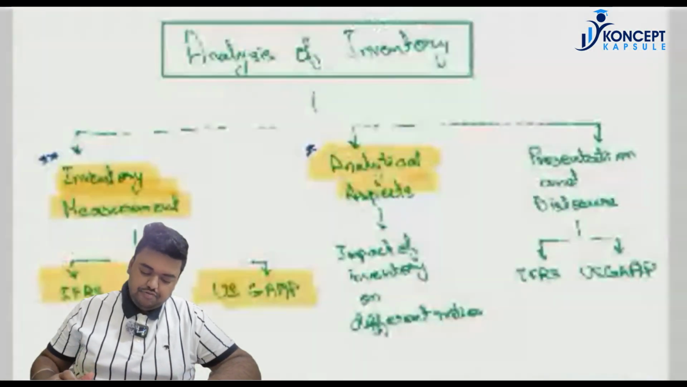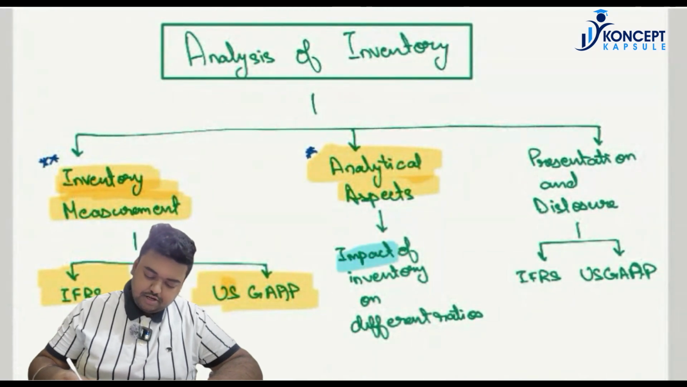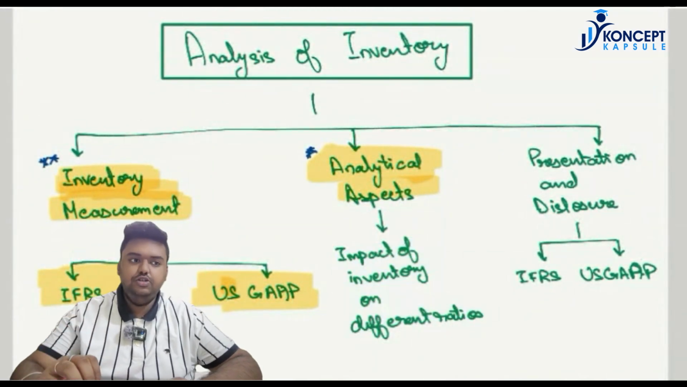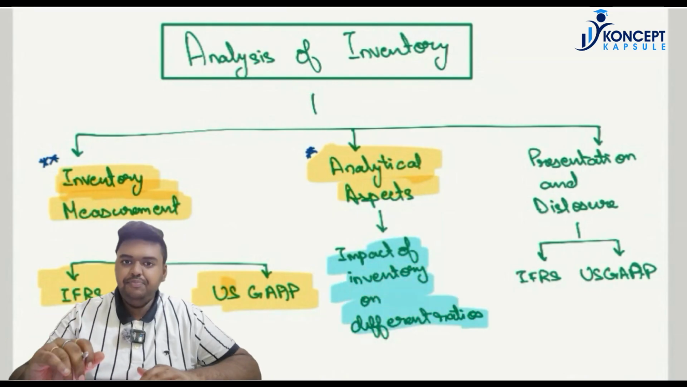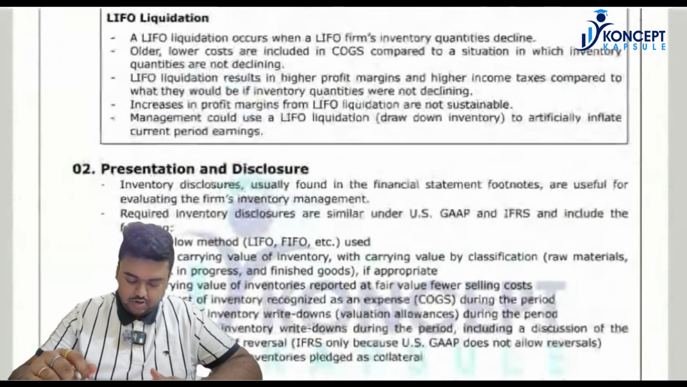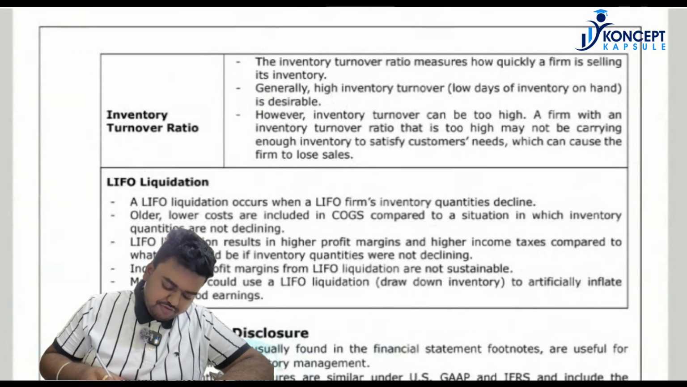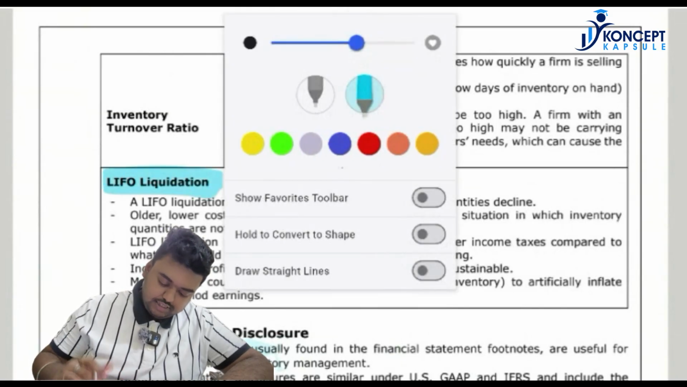So guys, with this we have covered a major aspect of the impact of inventory on different ratios. Now the remaining portion we will study from our power book. One topic that we need to study is LIFO liquidation. What is LIFO liquidation?